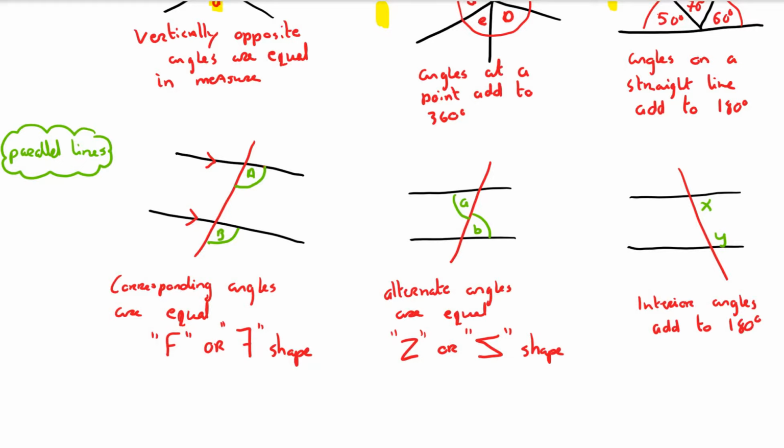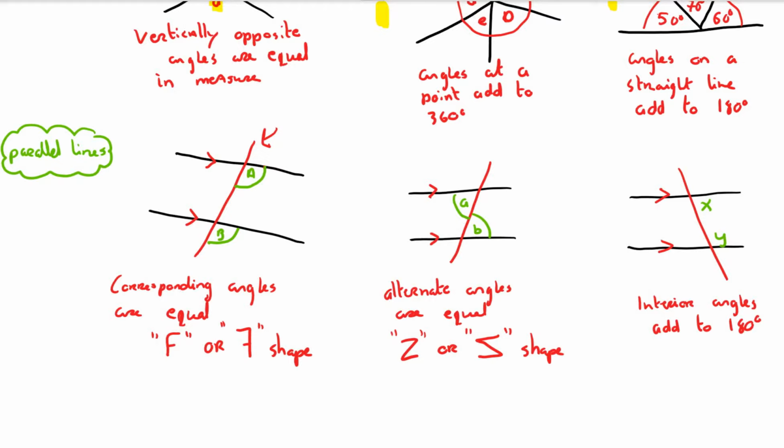Next we look at parallel lines. If I have two parallel lines, and I know lines are parallel if they have these arrows on them, so I'll put them in here as well. These are parallel. These are parallel. This red line here is cutting the two parallel lines. That's called a transversal. And parallel lines with transversals running through them have some interesting properties.